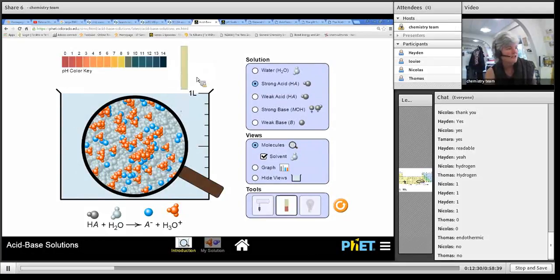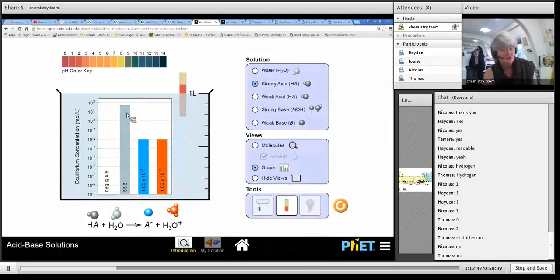If I used an indicator and dropped it down, you can see it's gone red, and it's because I've got a lot of hydronium ions. I can show it by a graph, and you can see I've still got tons of water molecules because that's my solvent, but I have got no HA. It's pretty much not measurable, and I have got equal amounts of A minus and hydronium ions, and I've got 1 times 10 to the minus 2, and when we do the calculation you'll see how we get a pH of 2 from that. So that's a strong acid.